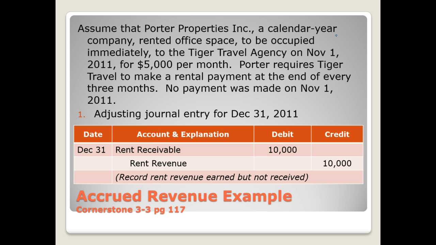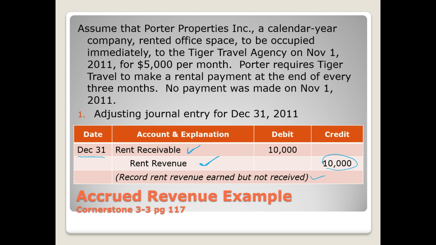And let's look at that nice and neat and clean. We've got the date as of December 31st. Porter Properties would be owed $10,000, a rent receivable of $10,000, and it will have earned 2 months' worth of rent, which is a $10,000 credit entry because it's a revenue, and we have a memorandum for this transaction.